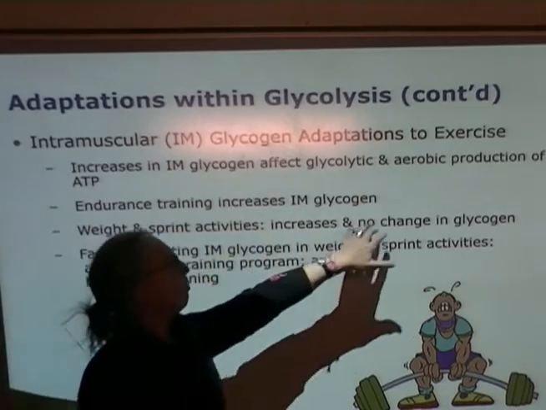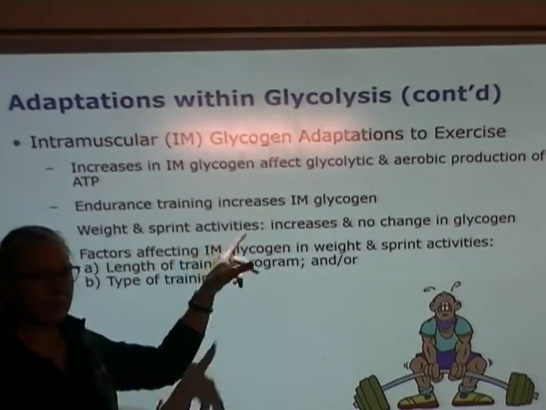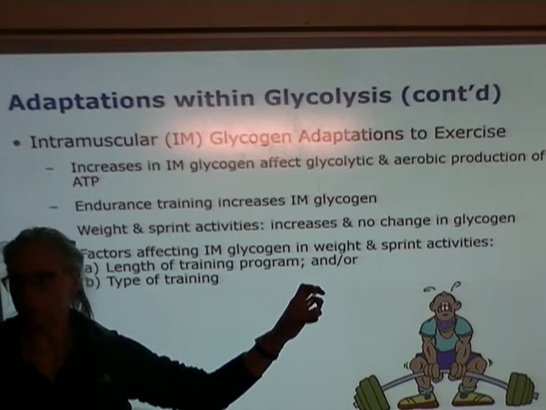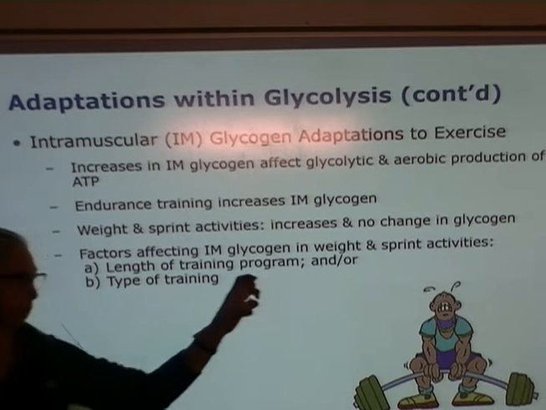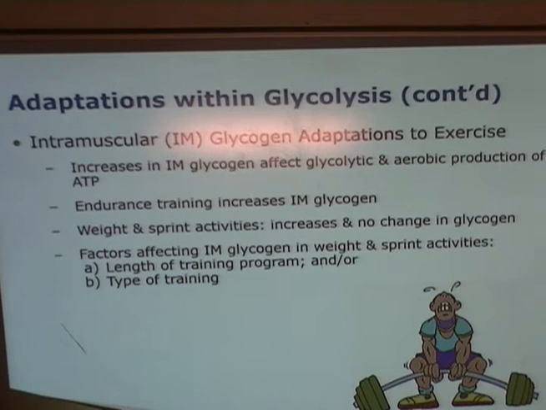I think the problem with the no change in glycogen on sprint activities is because the sprint activities were too short. Right? They were training system 1, not system 2. Or they were doing repetitive sprint bouts, but they were taking too long a rest in between the sprint bouts for it to really hit system 2.